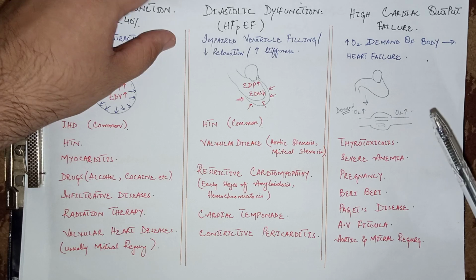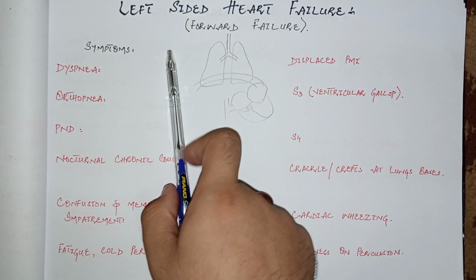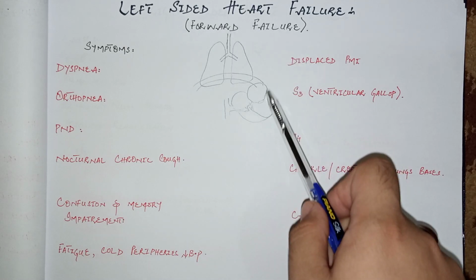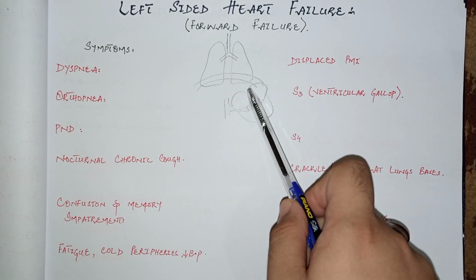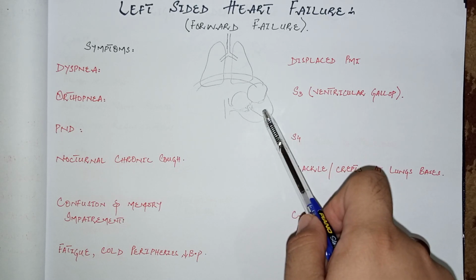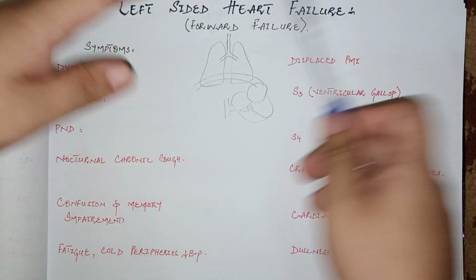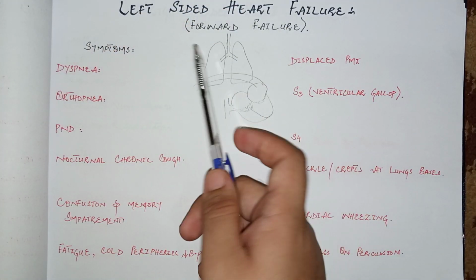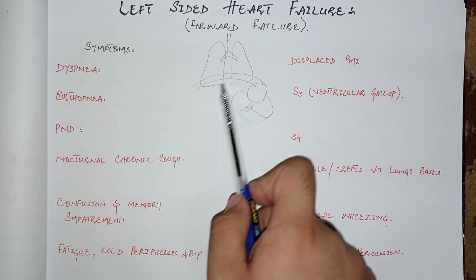Now come to the main topic, that is left-sided heart failure. Left-sided heart failure is also called forward failure, because in this case the left ventricle is unable to pump the blood into the aorta properly. That's why it is called forward failure. Now come to the symptoms. Most of the clinical features of the left-sided heart failure are because of the congestion of the pulmonary system.